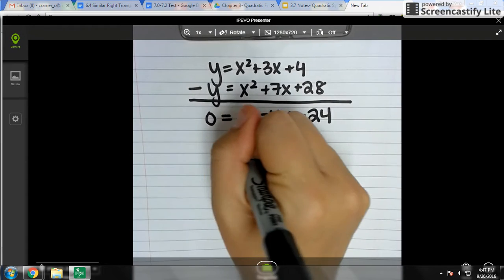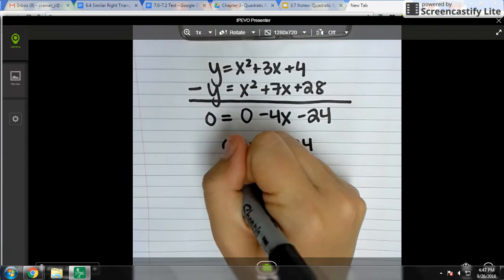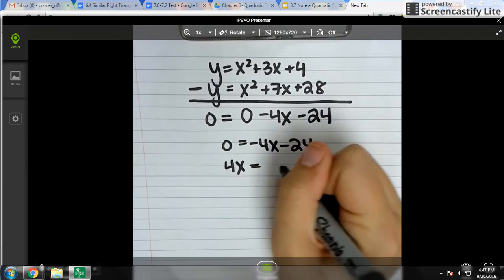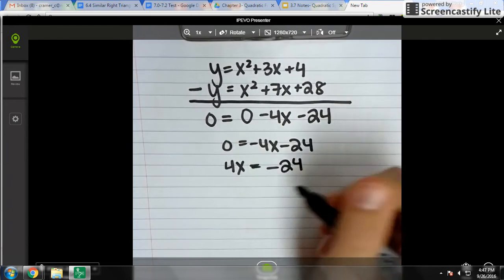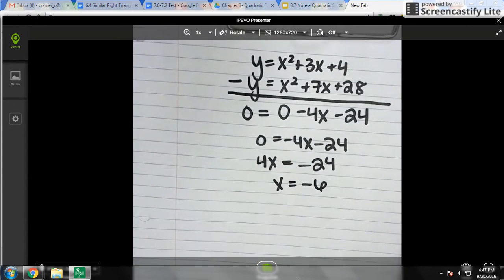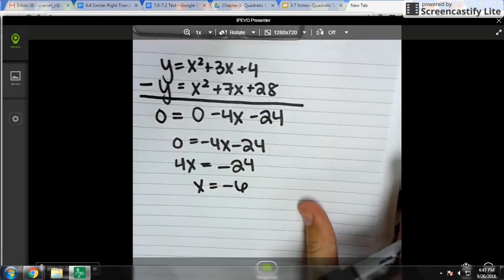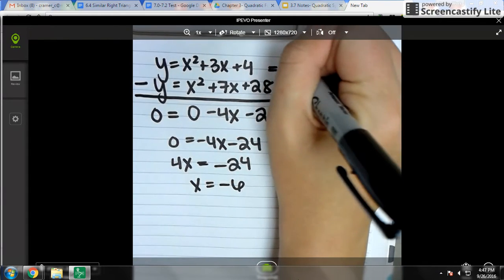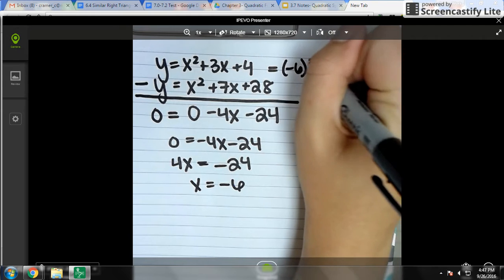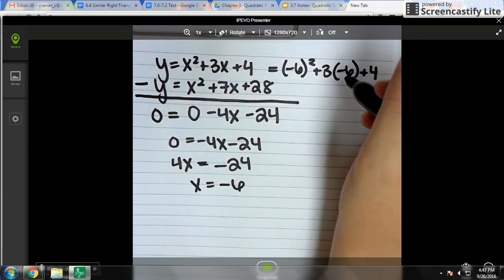So now we have 0 equals negative 4x minus 24. You can add 4x to both sides, and you get 4x equals negative 24. Divide by 4, and you get x equals negative 6. Now you need to plug that back in to get our y. So our y would be negative 6 squared plus 3 times negative 6 plus 4.